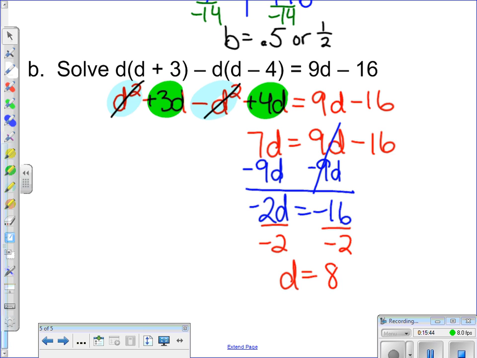These problems just look really long to start out, but once you get in them, the d squares will cancel out, you combine some like terms, and the problem gets really short.